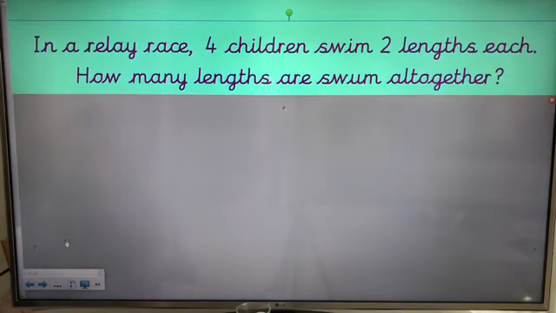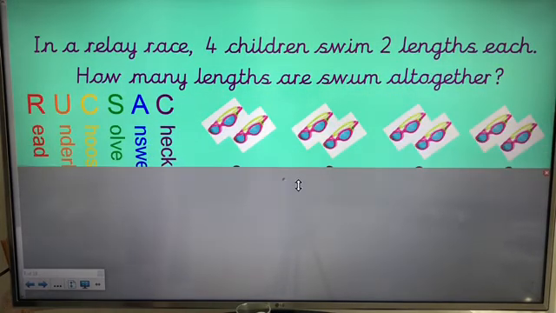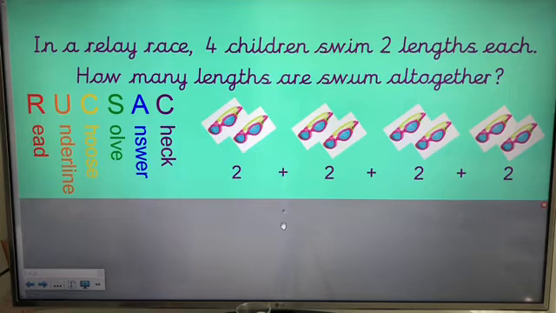Okay then, now's your next turn to have a go. Pause the video while you have a go at this word problem. Okay, so let's use Rucksack to help us then. We've got to read the problem first. In a relay race, 4 children swim 2 lengths each. How many lengths are swum all together?